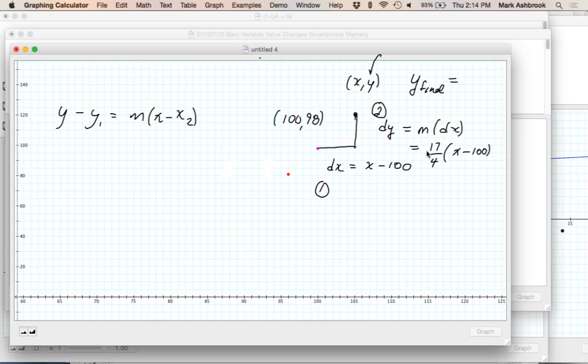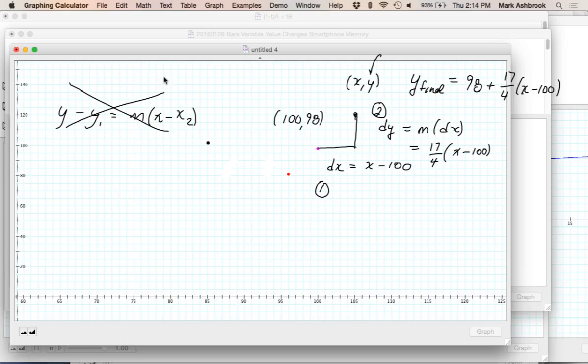So what do we have to start with? 98 degrees, right? We started at 98 degrees. And how much did it change from there? dy, which we just found. Not needed. You see? It makes perfect sense that if you have the change, you take the starting value, you add the change, and you get the final value.